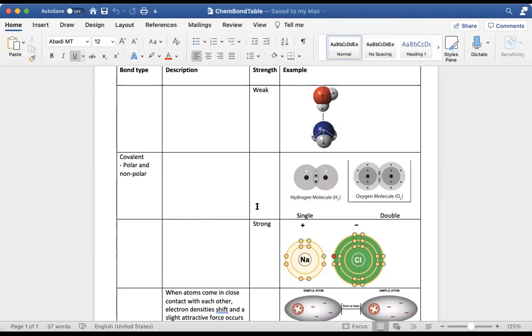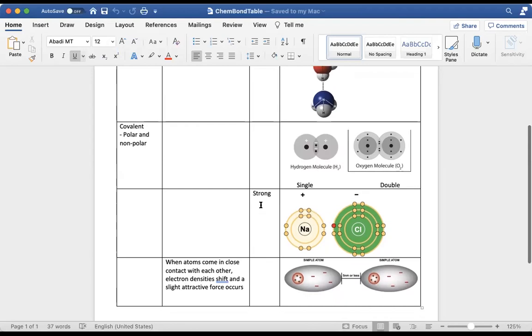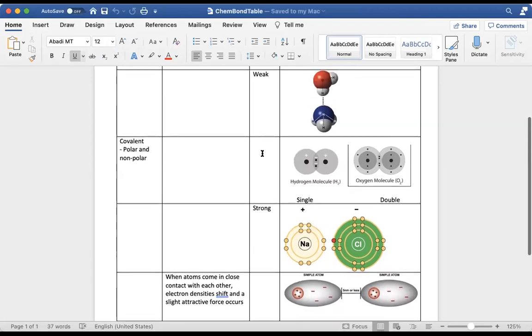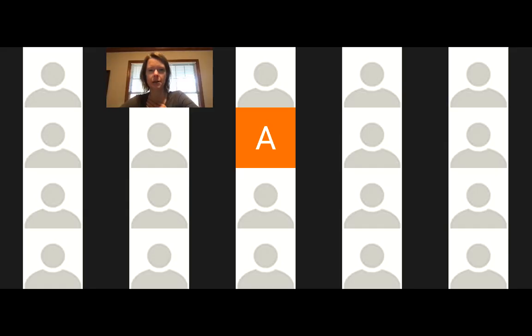And then the strength, so weak or strong. And I put a couple of those in already. Okay, so I'm going to stop sharing this right now and put you guys in breakout rooms. I'm probably going to give you about 3 minutes. I know it's not very long, but at least get a couple of these rows filled in, and maybe focus on the ones that are a little bit tougher to understand.